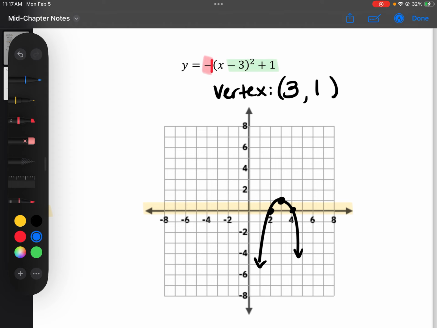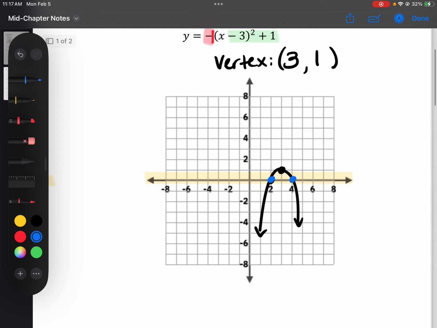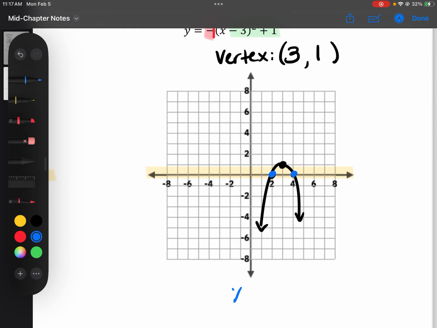And then our solutions are where it's hitting the x-axis. So we've got 2 in this problem as well. So we'd say x is equal to 2 and 4.